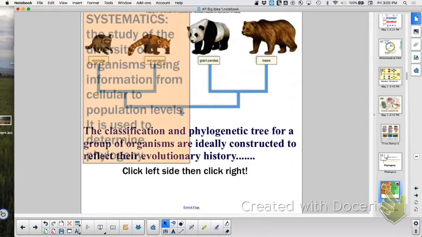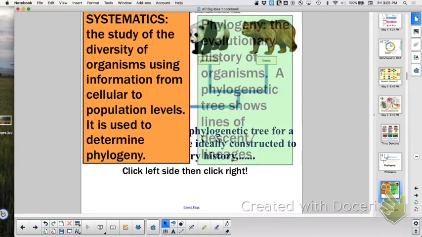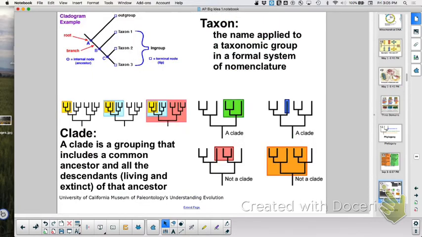So when we look at systematics, that's the study of the diversity of all the organisms. But when we talk about phylogeny, if you're looking at the phylogenetic history of it, you're looking for its evolutionary history. So you can work from bottom up or top down in that process. When we talk about cladograms, a clade is a group that includes a common ancestor and all of its descendants. This right here is not a clade.